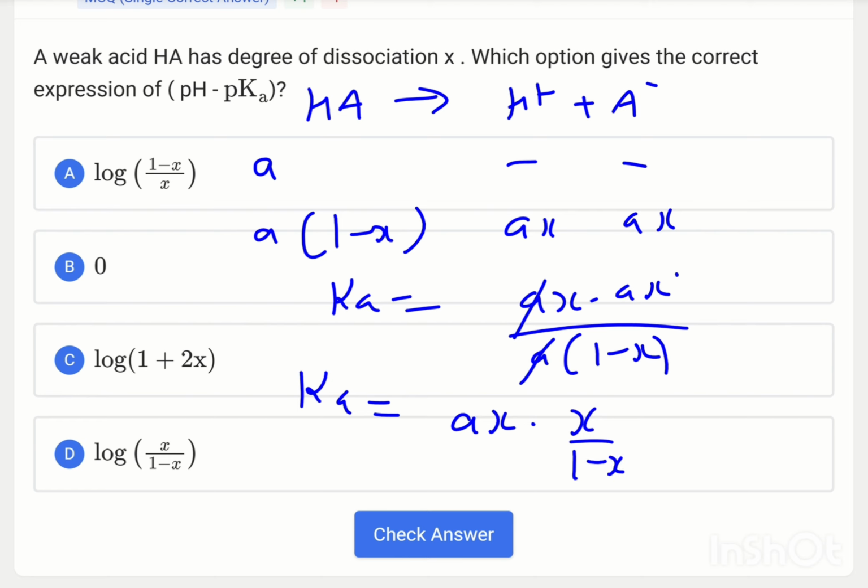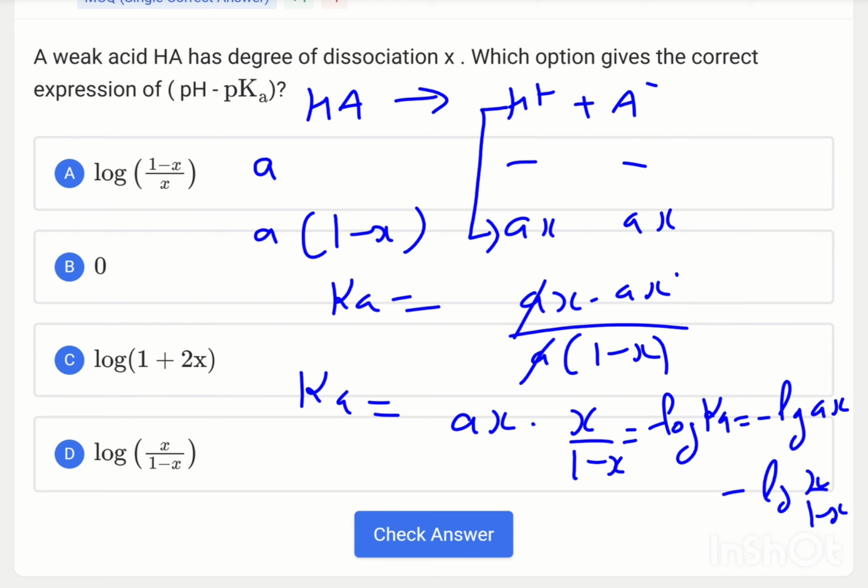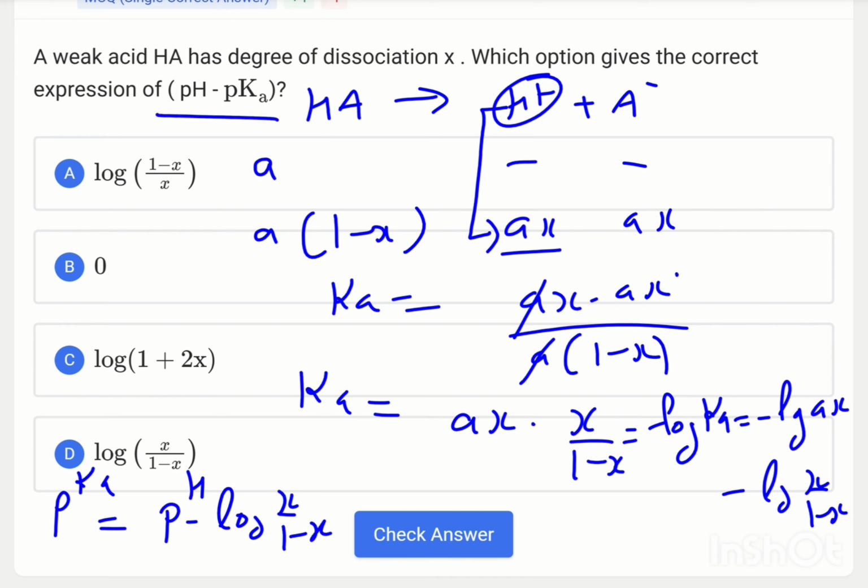Why I am writing it like this? Because the concentration of H plus is Ax. So if I take negative log on both sides, it will become negative log of Ka is equal to negative log of Ax, negative log of x upon 1 minus x. So negative log of Ka will become pKa is equal to pH. Why? I told you earlier, Ax is equal to H plus, pH, and minus log of x upon 1 minus x. Now what relationship we have to find? pH minus pKa. Okay, the question is done.